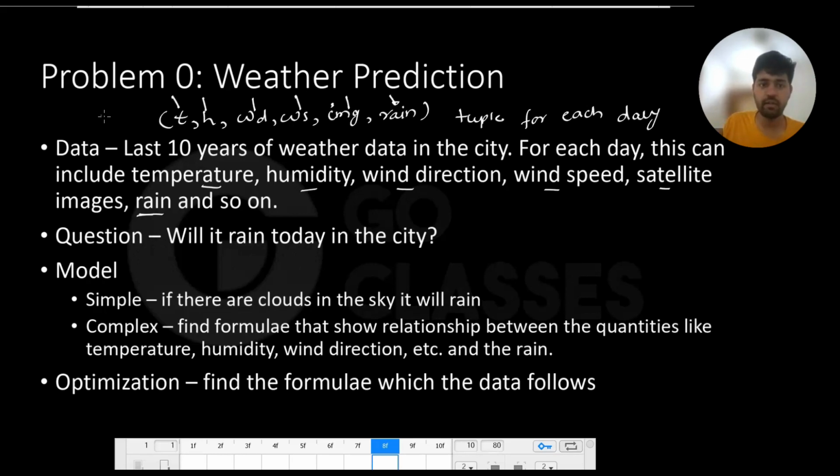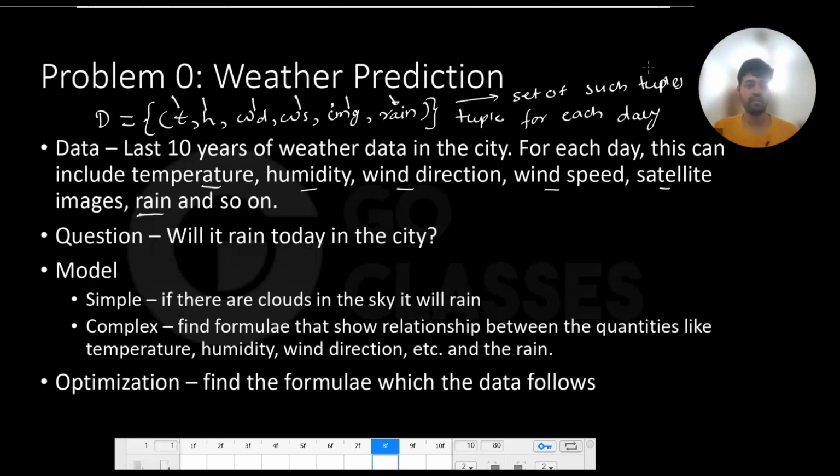So my data set will be a set of such tuples. I have a data set D. Every point or every object in this data set is a tuple, which represents all these parameters in Mumbai, or in any other city, it doesn't matter. Okay, great. Then the question is, I have it for the last 10 years. Now, can I predict whether there will be rain in the city or not?